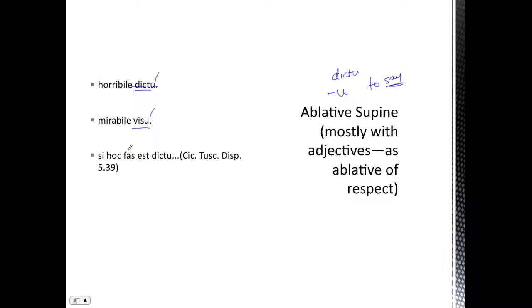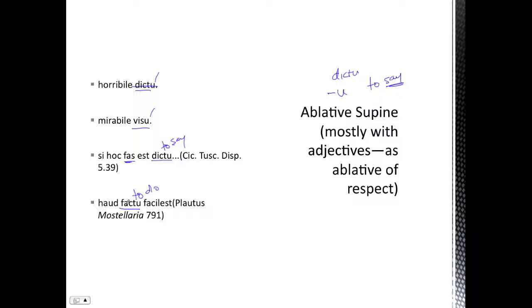Mirabile visu. Again, a very common exclamation. Marvelous to see. It's a miraculous thing to see. Sometimes with nouns, like I said, si hoc fas est dictu. If it's okay, if it's allowed, fas, there's a noun. If it is allowed to say. Cicero says this in his Tusculan Disputations. Si hoc fas est dictu, if it is allowed to say.